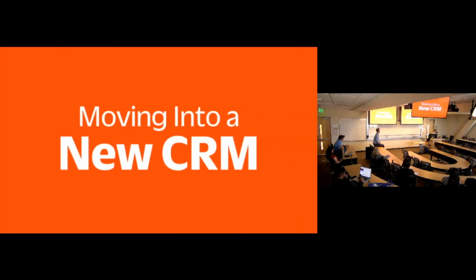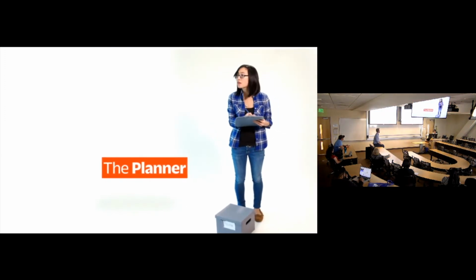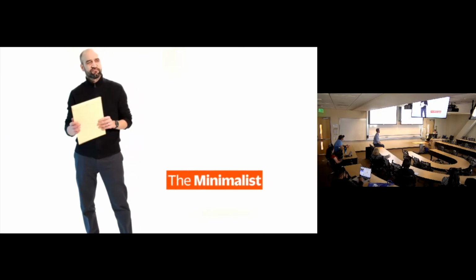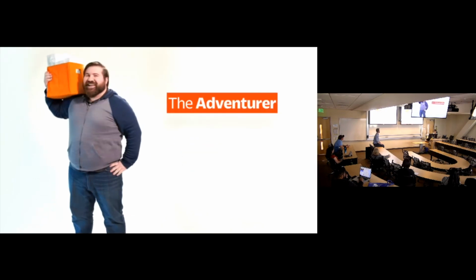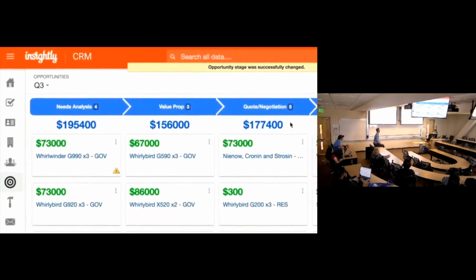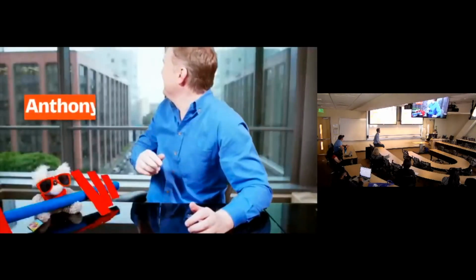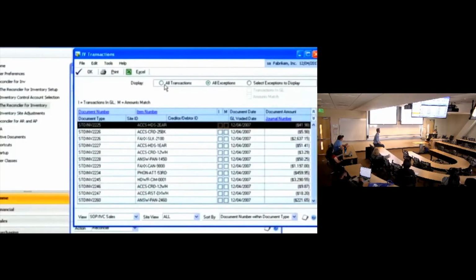Everyone has a different personality when it comes to moving into a new CRM. For instance, the planner. She figures out where everything's going to go before she moves a thing. The minimalist puts in only what he needs and only when he needs it. And the adventurer. He throws in everything that could come in handy and figures out the rest along the way. There's no wrong way to do it. But before you get started, here's a look at what Insightly is all about, so you can figure out what approach works for you. Insightly was created by this guy to help this mining company in Australia keep track of its relationships and business processes.